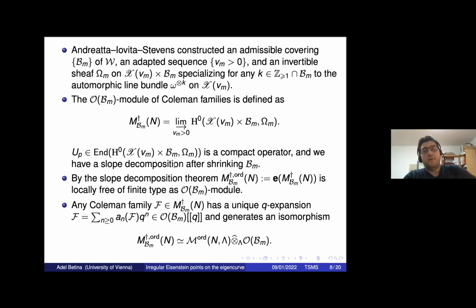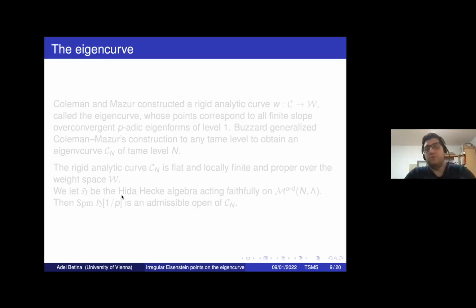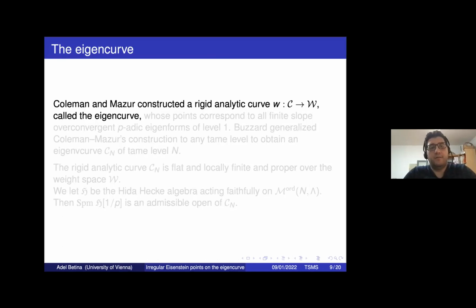But with Coleman, we can get more. Because of the fineness of the composition, after shrinking this BM, or you cover it by smaller affinoids, you can decompose this as a part where you have finite slope. I mean, the UP acts by non-zero on the eigenforms, and the other part will be nilpotent. And the finite slope part is also locally free and of finite type. And so you can then consider the eigencurve.